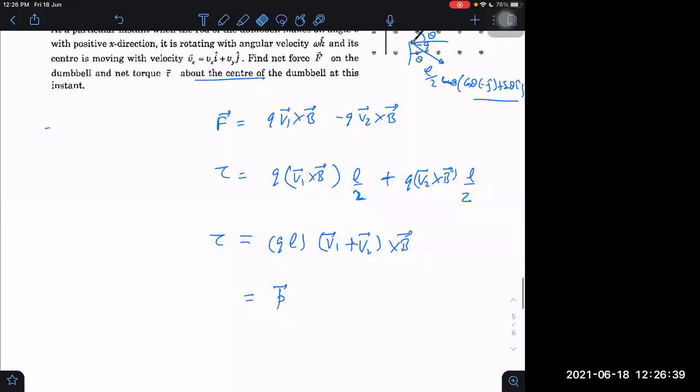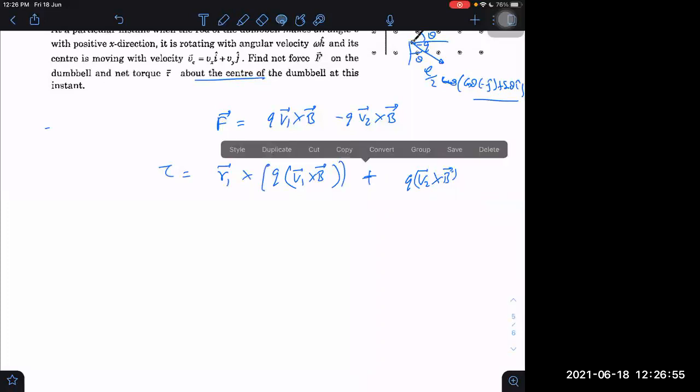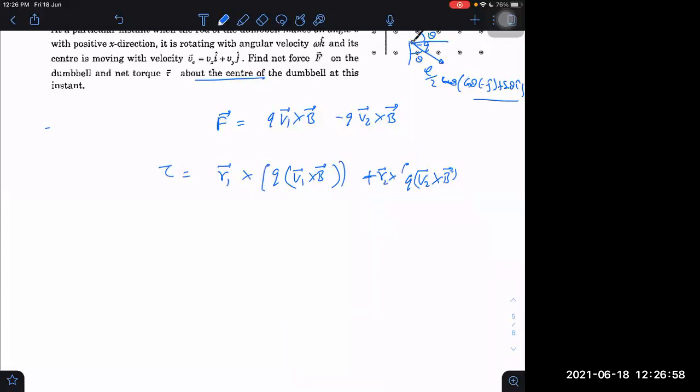But one thing I have to note now, because everything is in vector form, I have to write these also in vector form. I think torque should be written as R1 cross F1 plus R2 cross F2. This is also written in vector form only. What is the R1 vector? R1 vector will be L by 2 into (cos theta i cap plus sin theta j cap). Use this. Okay.